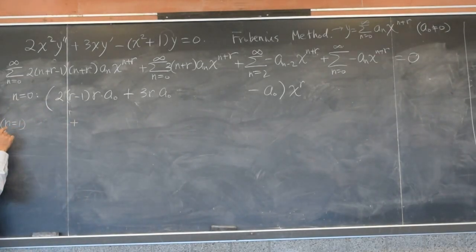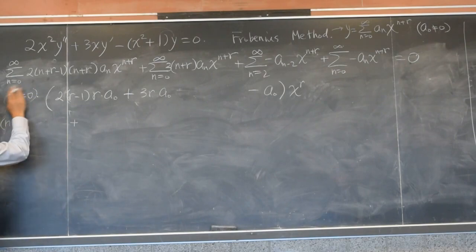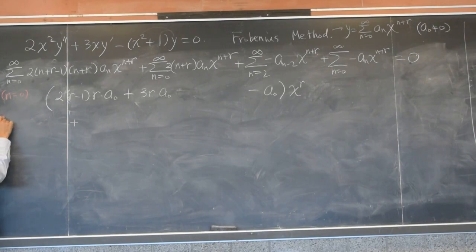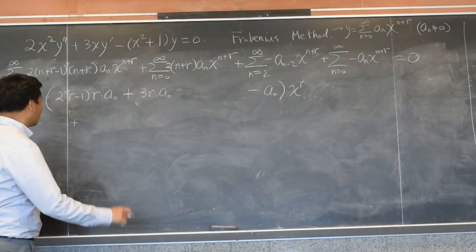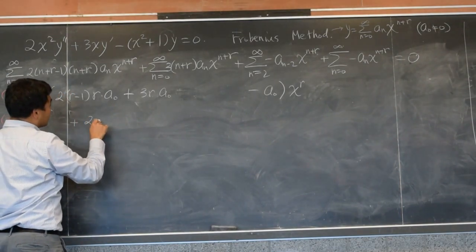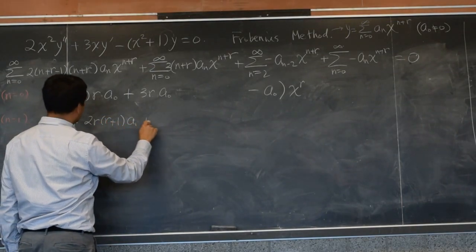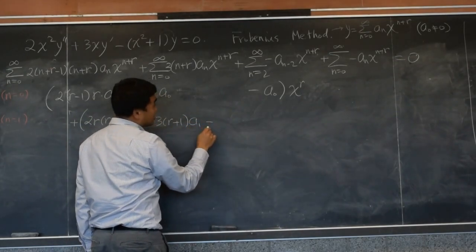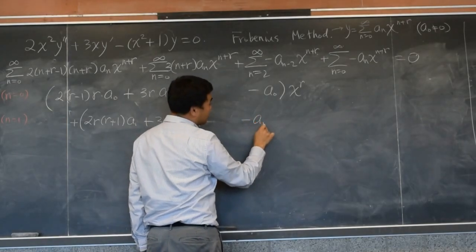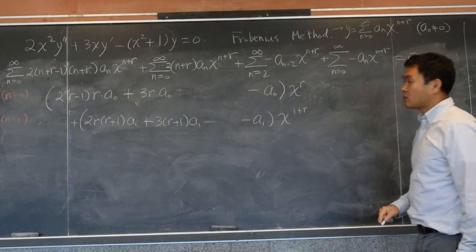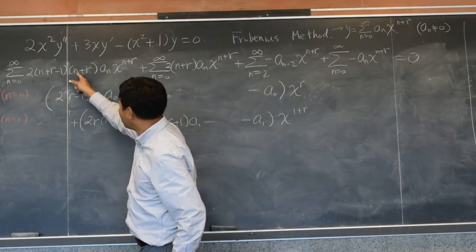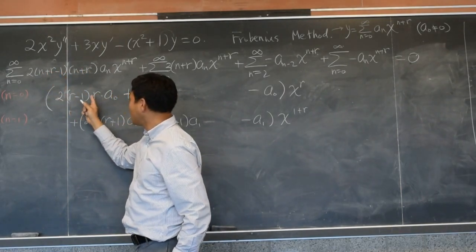what happens for n equals 1? So maybe I should write these in red, because this is like an annotation, not really the part where you're calculating. The same deal for first, second, and fourth; the third one still doesn't produce anything, right? So for n equals 1, you get 2r(r plus 1)a1, plus 3(r plus 1)a1, minus, that doesn't produce anything, and then the last one, a1 x to the 1 plus r. So that's what you get. Must be r plus 1 or r? Yeah, n is 1, right? So 1 plus r, 1 plus r minus 1, so that's r and r plus 1.